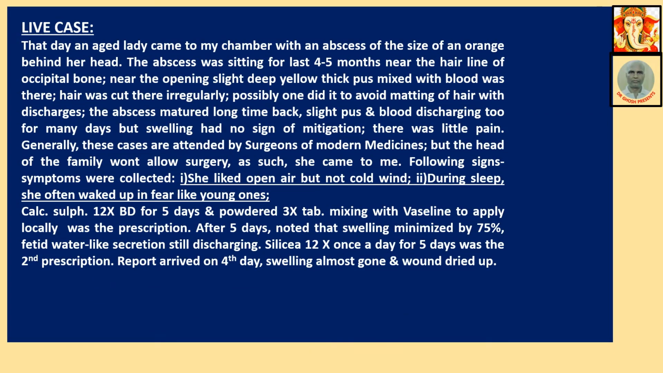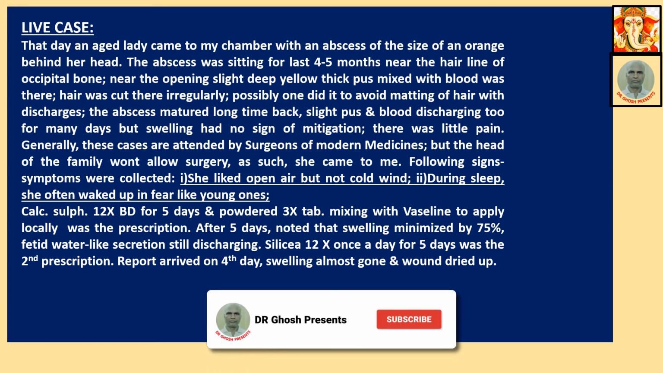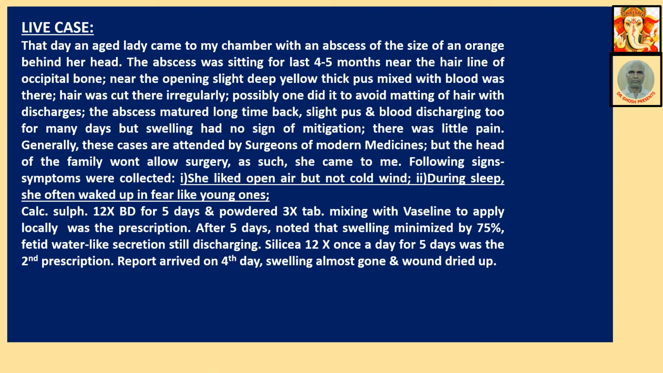Like this. That day an aged lady came to my chamber with an abscess the size of an orange behind her head. The abscess had been sitting for the last 4-5 months near the hairline of the occipital bone. Near the opening, slight deep yellow thick pus mixed with blood was there. Hair was cut there irregularly, possibly to avoid matting of hair with discharges.